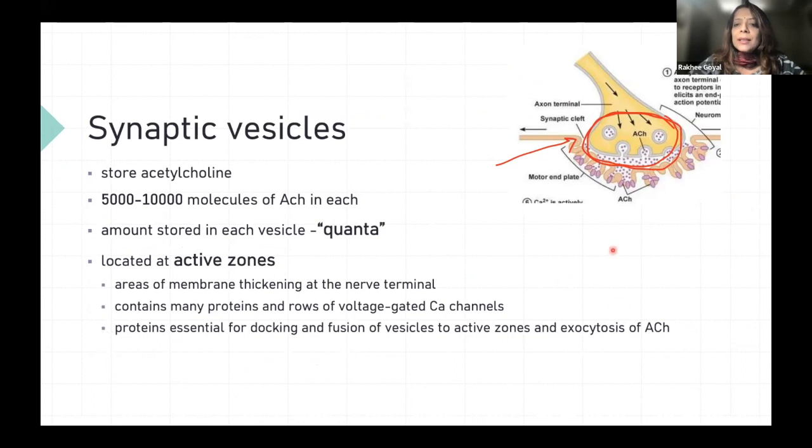Now, coming to these synaptic vesicles, these are the ones that store the acetylcholine, the main neurotransmitter of this entire transmission. There are about 5,000 to 10,000 molecules of acetylcholine in each of these synaptic vesicles. The amount of acetylcholine in each vesicle is called a quantum. So we say 100 to 200 quanta of acetylcholine are released, which causes the transmission. But these are located at the active zones. Near the presynaptic membrane are the active zones, which are areas of membrane thickening on the nerve. These contain many types of proteins, commonly called SNARE proteins or SNAP proteins. And there are rows of voltage-gated calcium channels.